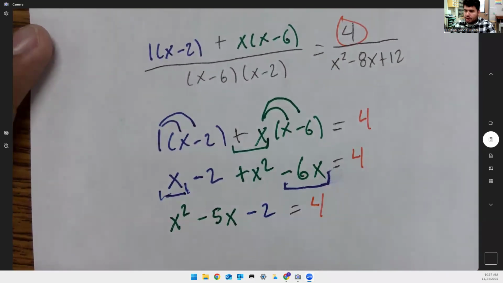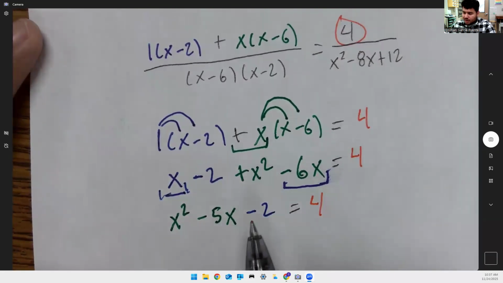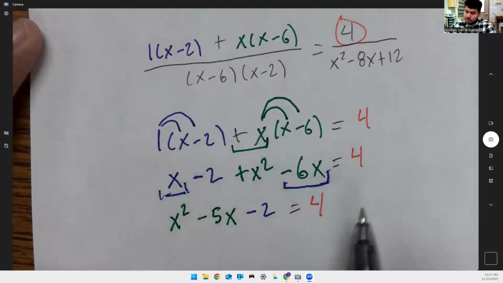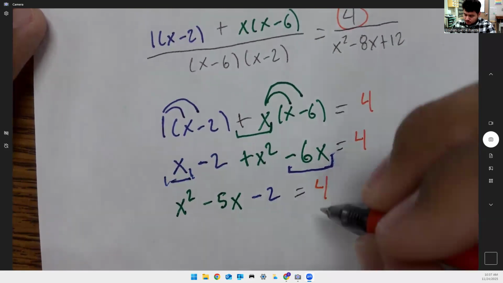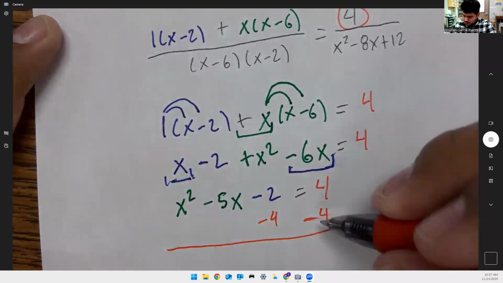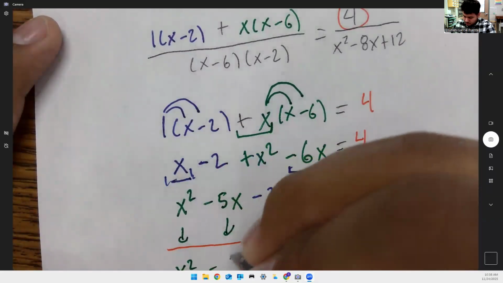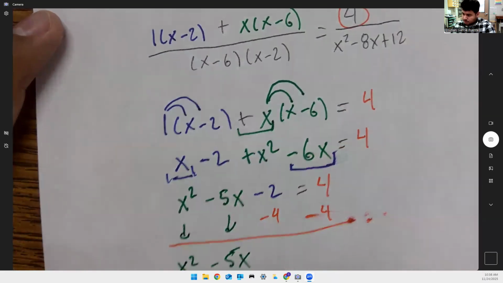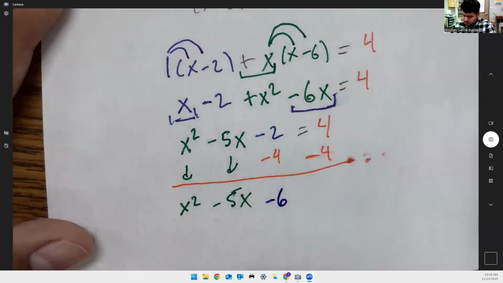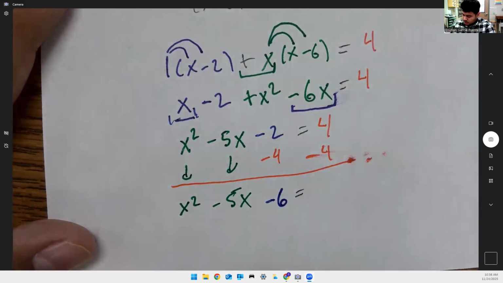And now usually we want to get all our x's to one side and all our numbers on the right side. But over here we have an x and an x squared. Whenever you have an x and an x squared, you want to move everything to the left, the same side that the positive x squared is on. So how do I get rid of this positive 4? You subtract 4. So you'll be left with x squared and then -5x. What's -2 minus 4? That's just -6. And that's going to equal 4 minus 4, which is just 0.